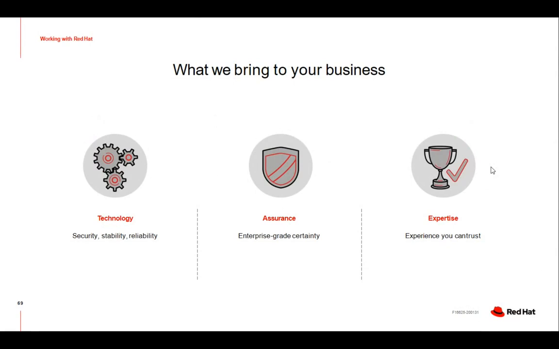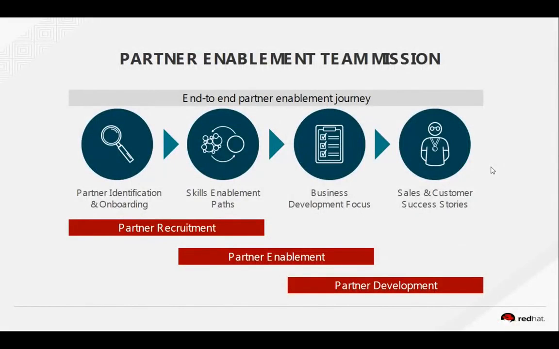So as Red Hat, we bring technology, assurance of enterprise-grade certainty, and our experience and expertise that you can trust. We give a very good support whenever you bring a new customer to us. Red Hat gets directly involved and helps to close the deals. We have a proper partner channel ecosystem, which is done by Redington. As the channel business, we help in recruiting the new partners, like what I'm doing today, the partner enablement.